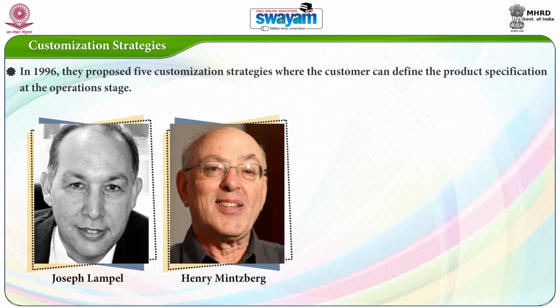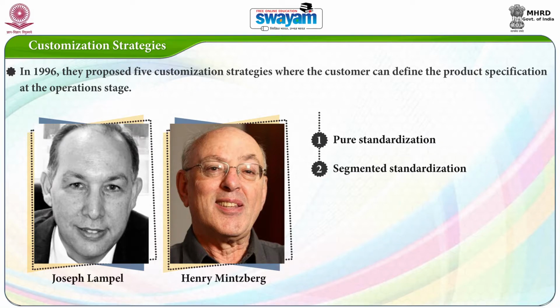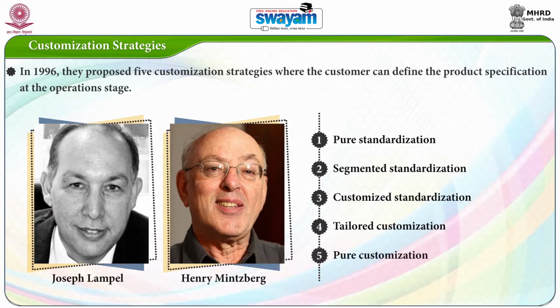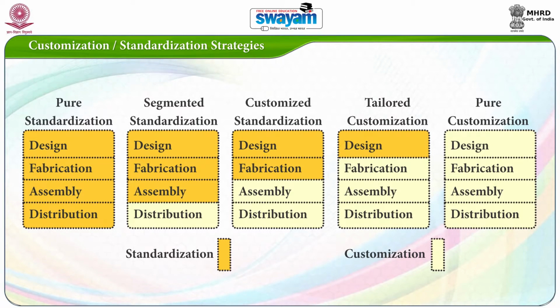Next comes the customization strategies. Lampel and Mintzberg in the year 1996 proposed 5 customization strategies where the customer can define the product specification at the operation stage. The 5 customization strategies are pure standardization, segmented standardization, customized standardization, tailored customization, and pure customization. 4 stages are considered: design, fabrication, assembly, and distribution. The shaded stage represents standardization and the unshaded stage represents customization.